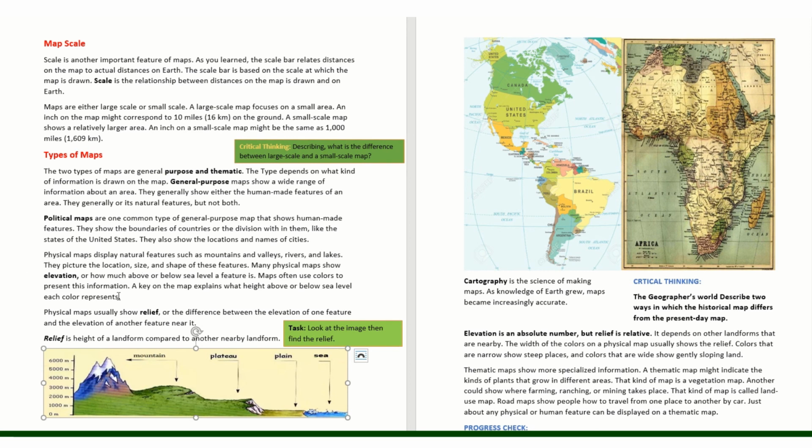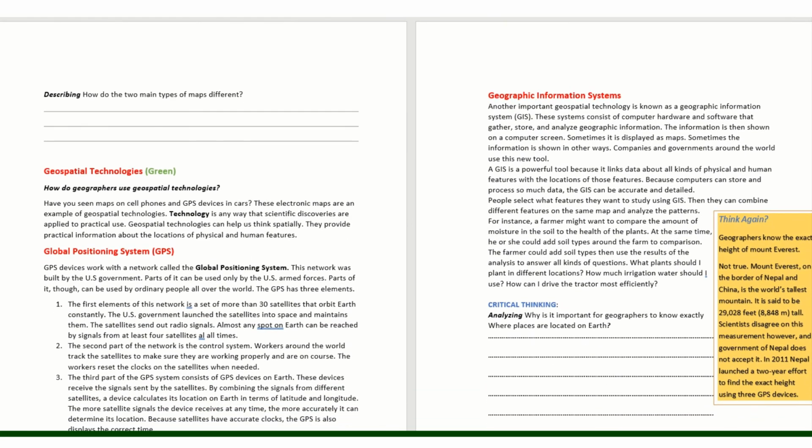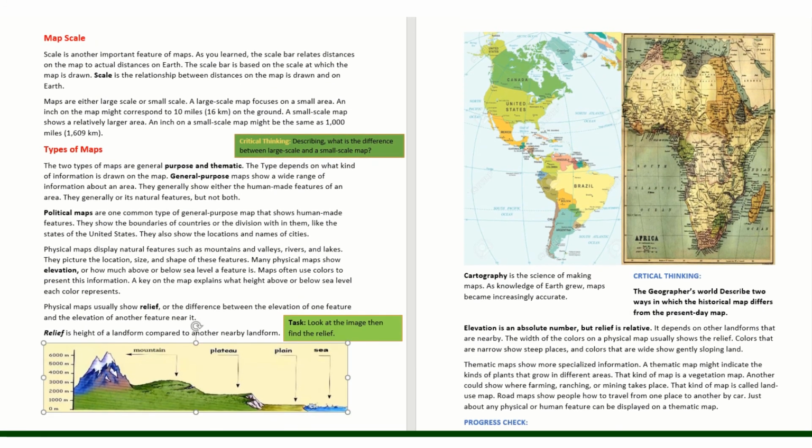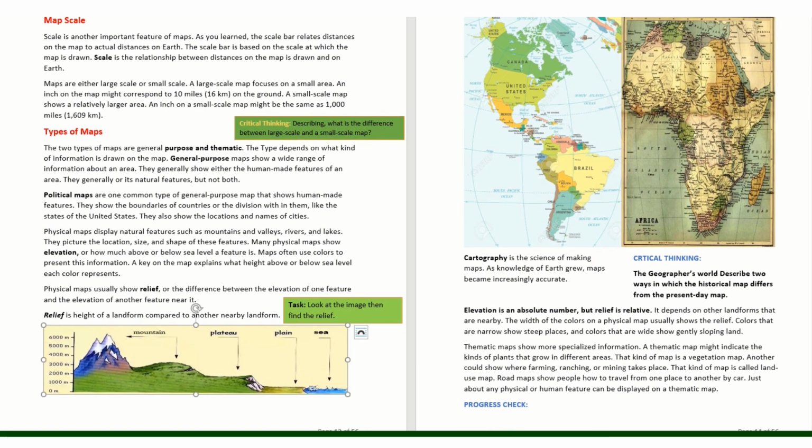So friends, in the next lesson we'll be talking about the absolute number, but relief is relative. We'll also be talking about other aspects of this lesson. You can see here GIS and GPS systems, which is interesting, and geospatial technologies. I love that. So we'll start from here: elevation is an absolute number, but relief is relative. I'll be telling you what is absolute and what is relative. It's related with the location.